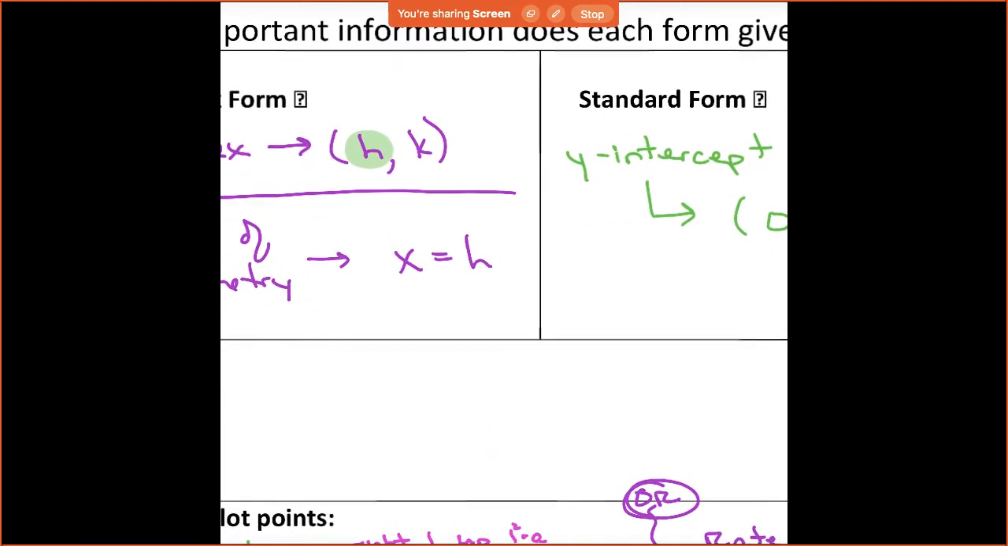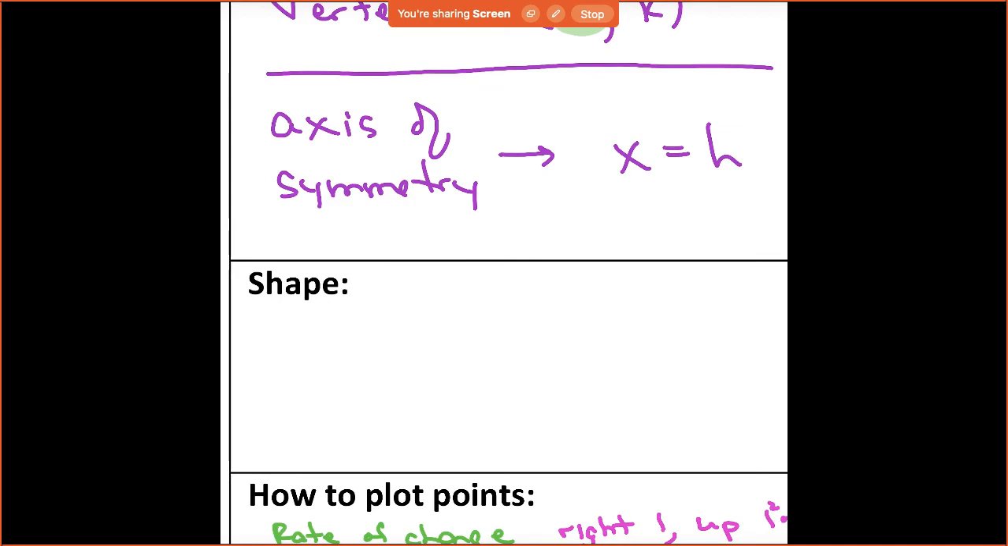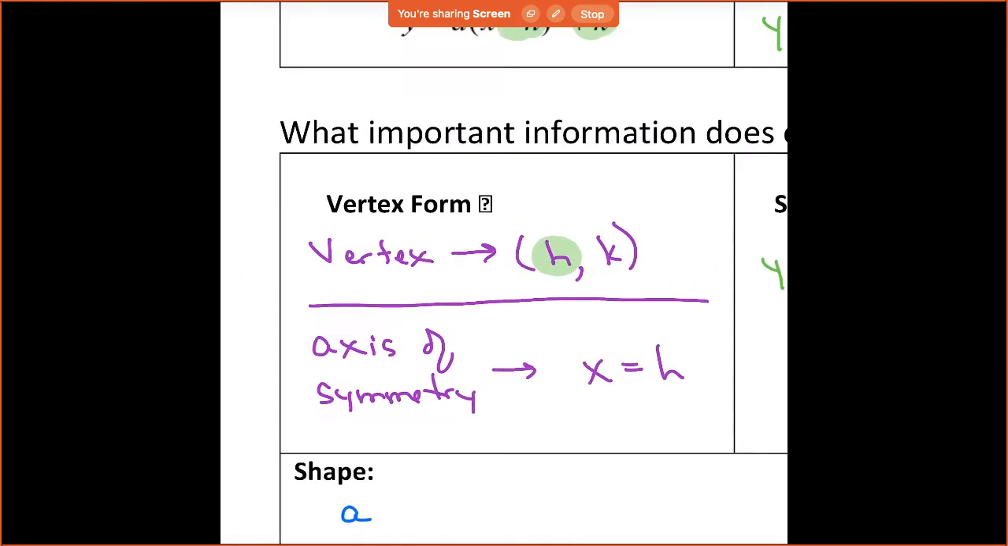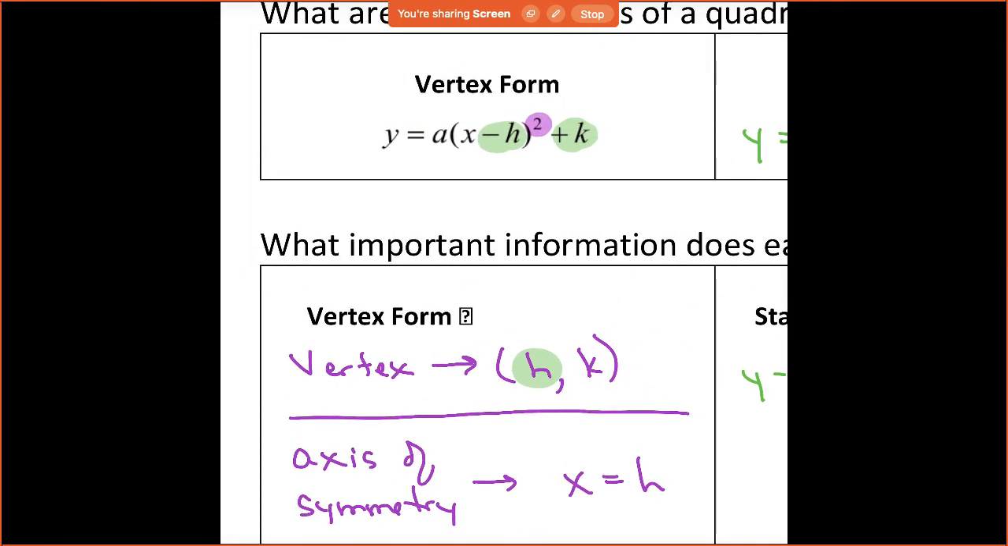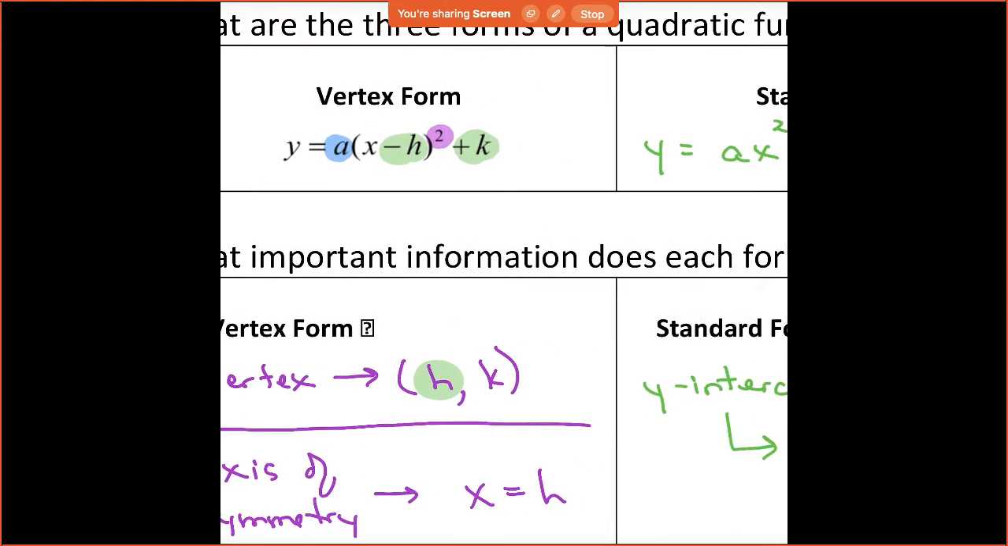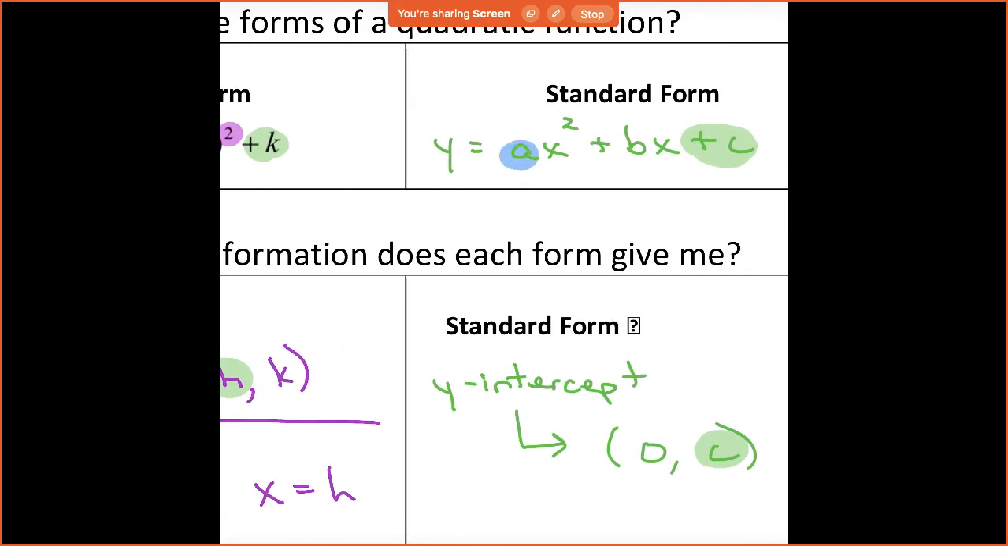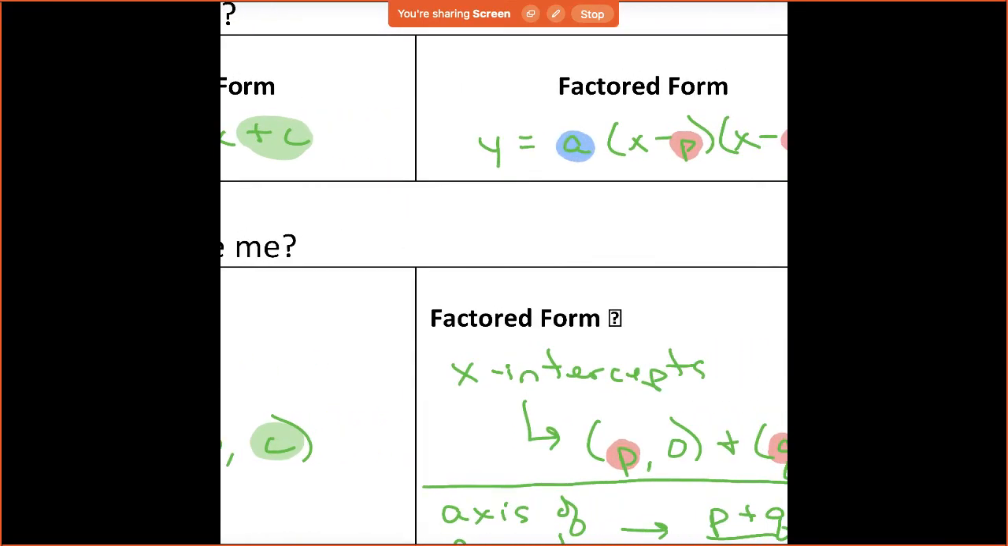Now let's talk about the shape. The shape comes from your a component from each equation. And you will notice, if I look at each one of these, I have a in vertex form. It's outside in front of the parentheses. I have a in standard form. It's in front of the x squared. And I have a in factored form outside the first parentheses also. So in any of the forms, you can identify a.